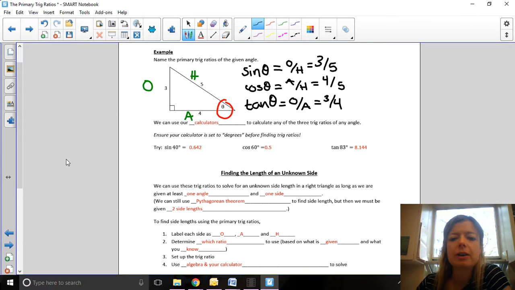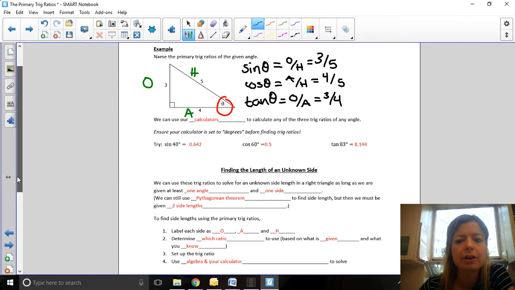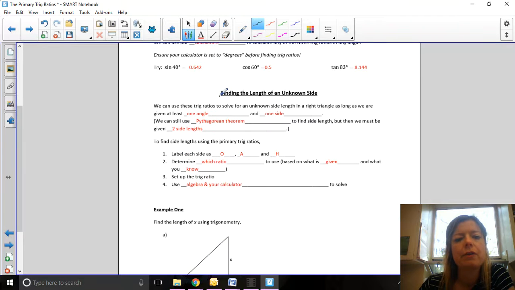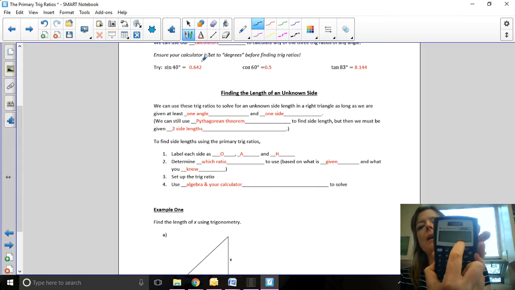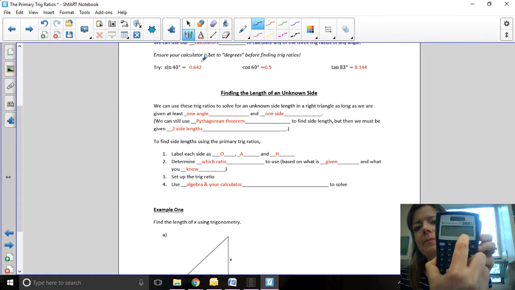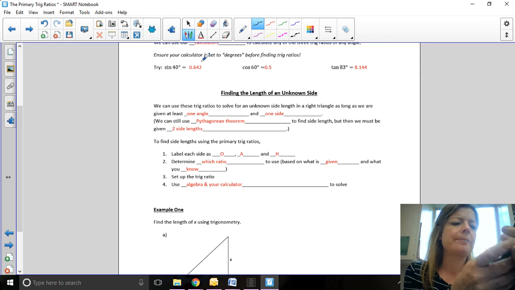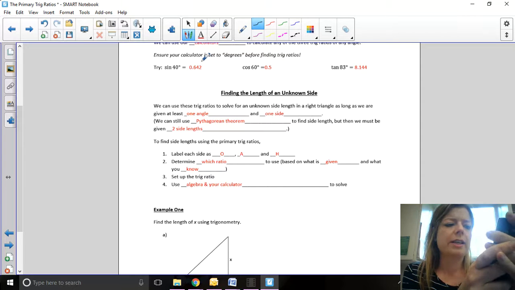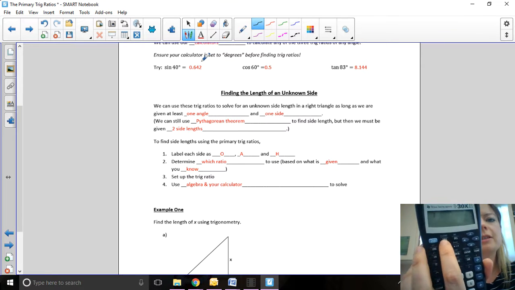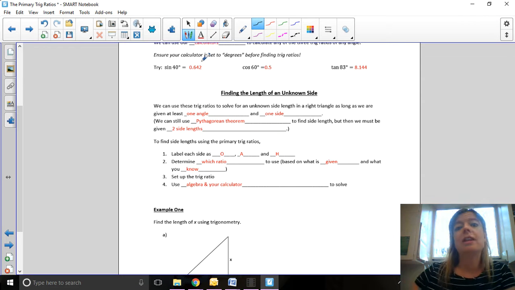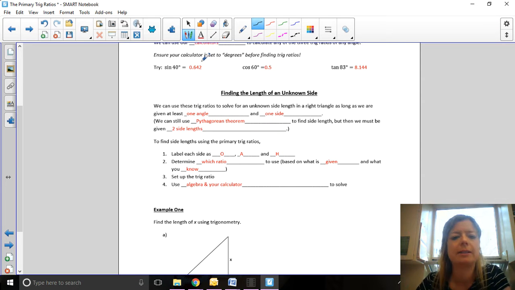Okay, so we can use our calculators to calculate any of the 3 trig ratios of any angle. If you want to find the sine of 40 degrees, first of all, make sure your calculator is set to degrees. If you have the same calculator as me, in that bottom corner it should say DEG. It should not say RAD or GRD. If it doesn't, you need to press the DRG button, which is next to the second function, and switch it to degrees.